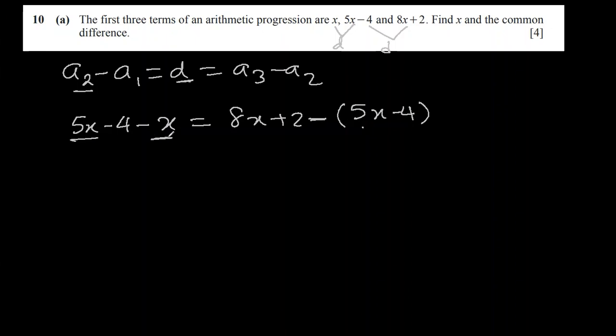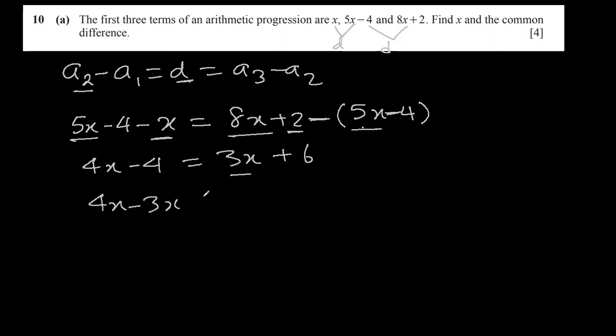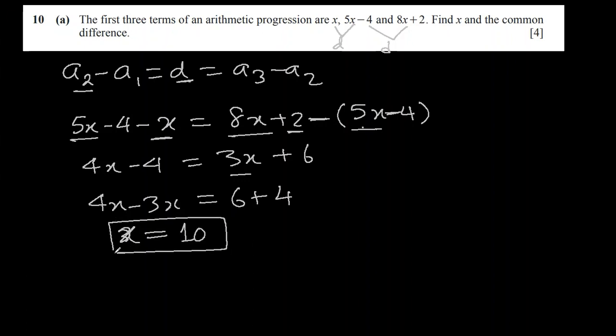So 5x minus x is 4x minus 4 equal to 8x minus 5x, 3x, 2 plus 4, 6. Now let's put x's together. 4x minus 3x equal to 6 plus 4. And 4x minus 3x is x equal to 6 plus 4, 10. Got the value of x.